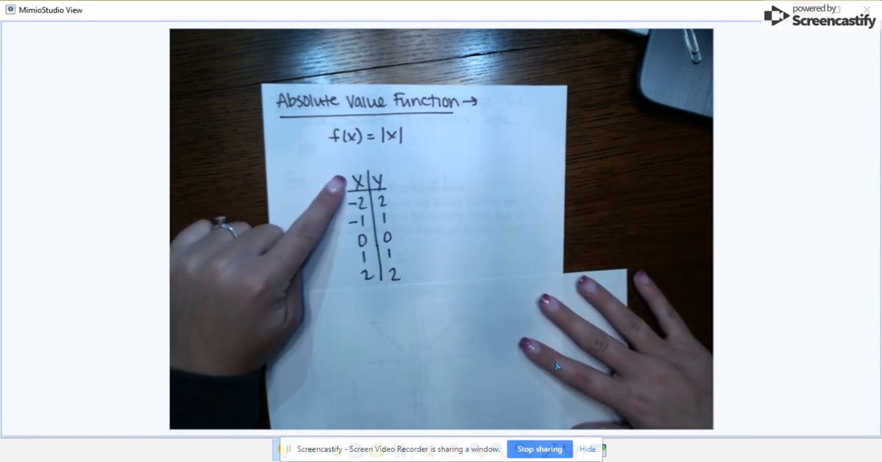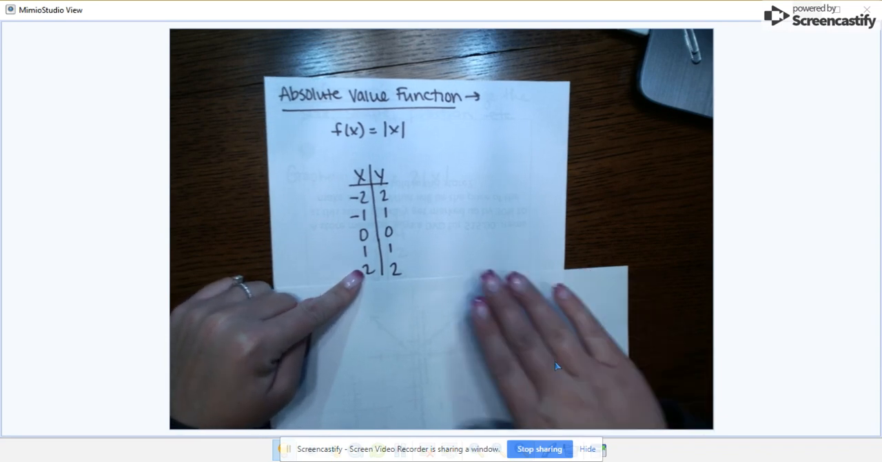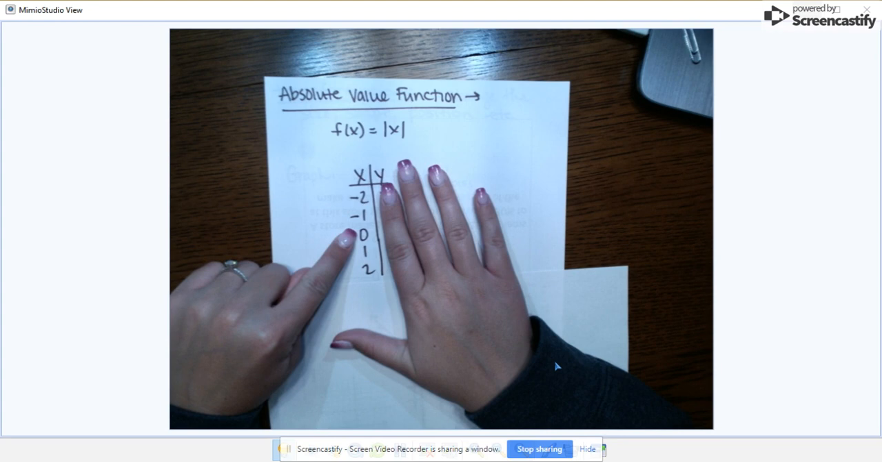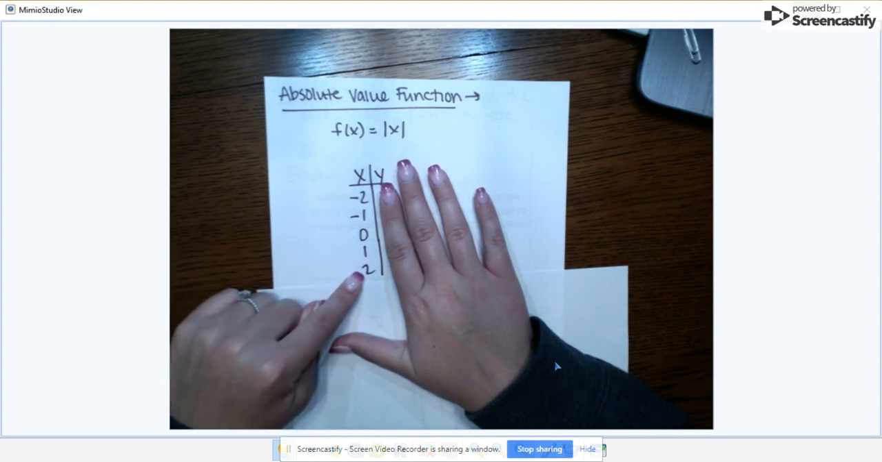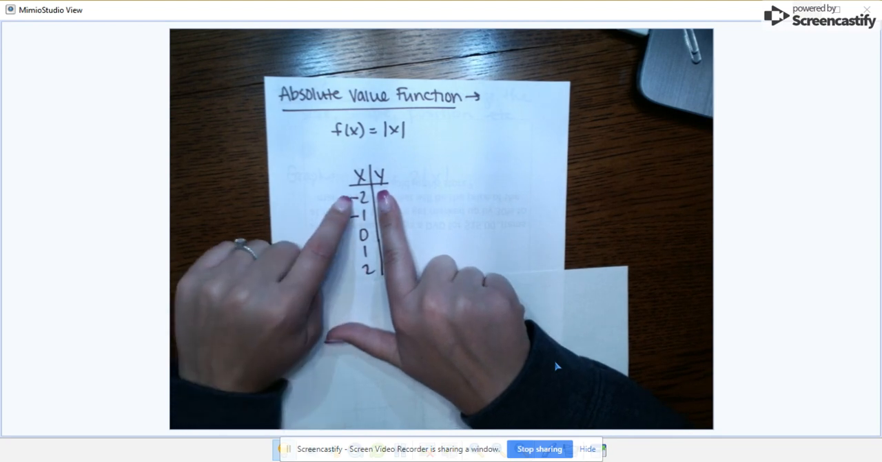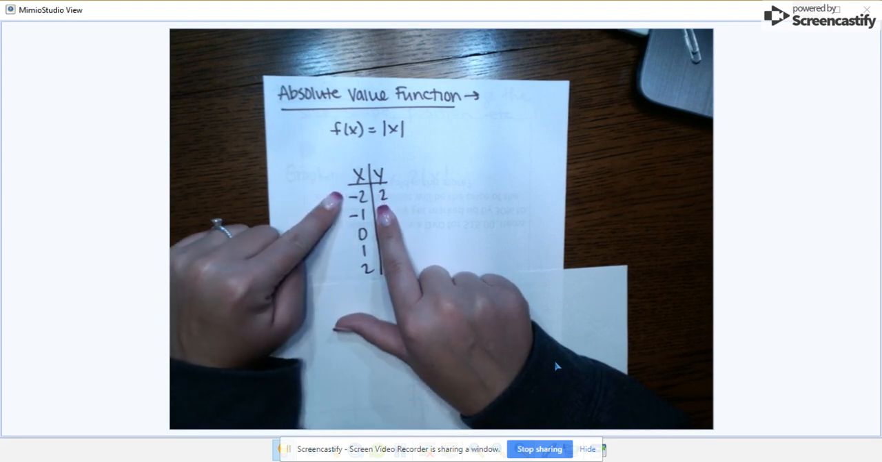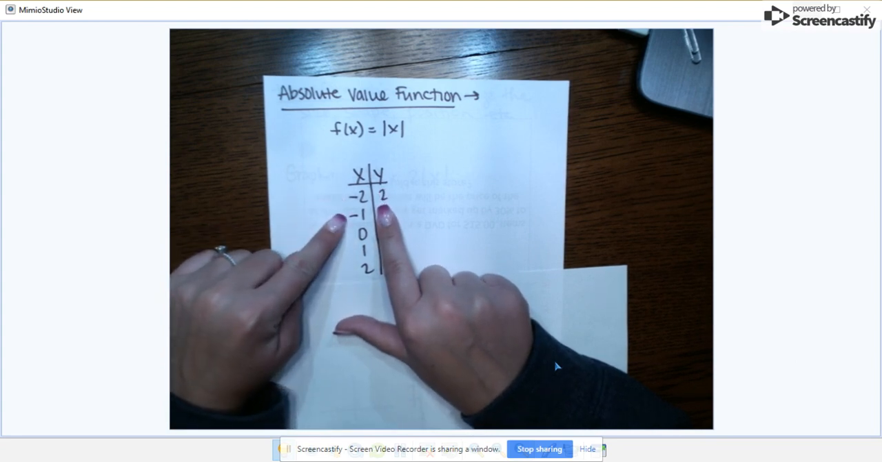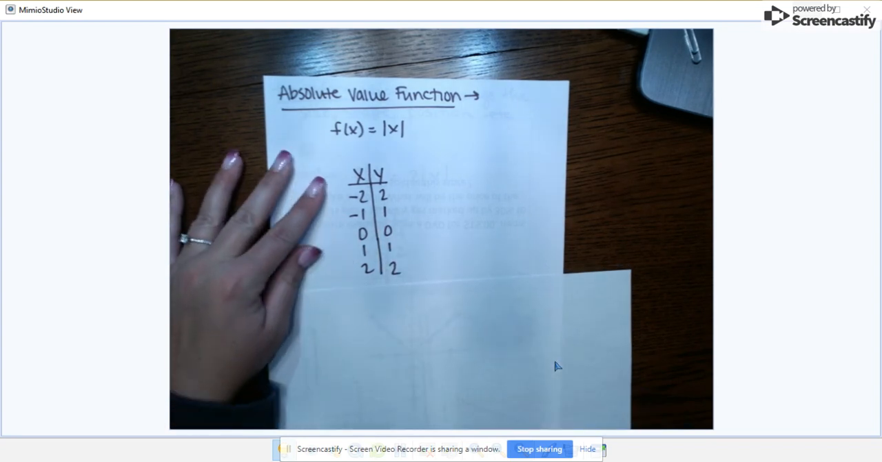So I'm going to create this graph using a table of values. I just chose numbers around the origin, so 2 to the left of the origin, 2 to the right. And then I plugged these x values in here to get my y values. So the absolute value of -2 is +2. Absolute value of -1 is +1. Absolute value of 0 is 0. So on and so forth.